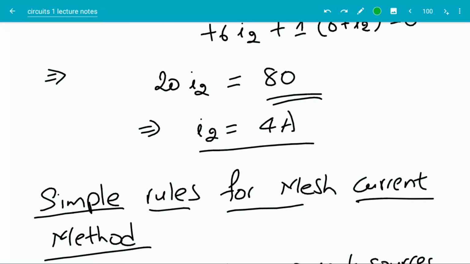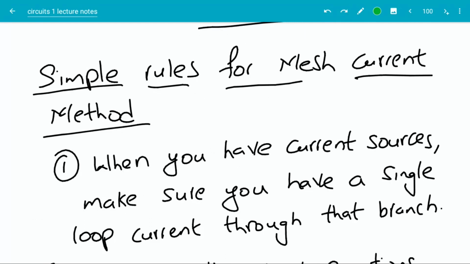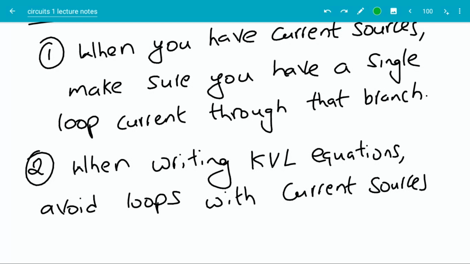So here are some simple rules you can follow while using the mesh current method. First, when you have current sources, make sure that you have a single loop current going through that branch. Why? So that you can immediately figure out what that loop current is. Second, when writing KVL equations, avoid loops with current sources. Why? So that you don't have to use that extra voltage variable.